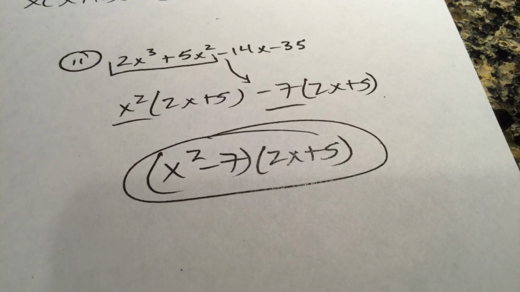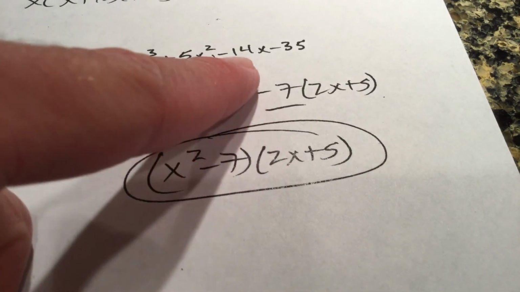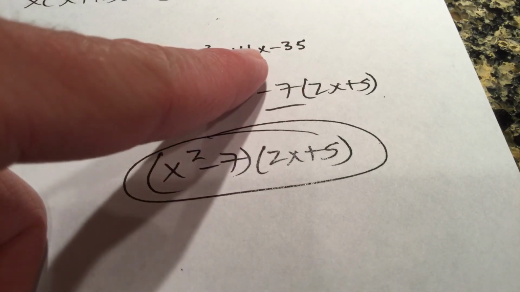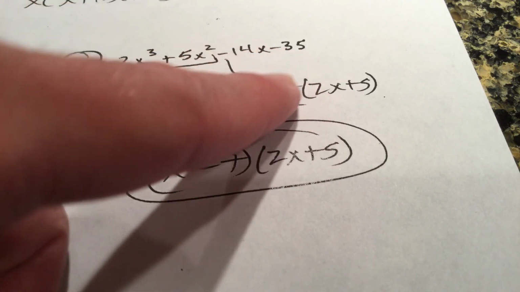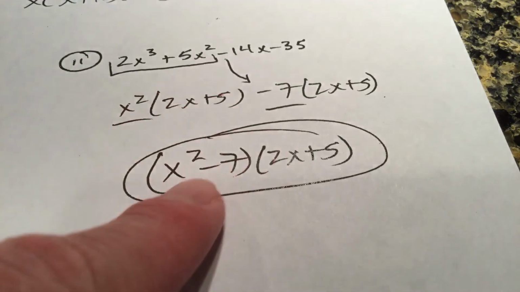And then number 11. The first two terms have an x squared in common. Leaving you with 2x plus 5. You need to bring down the minus. Dividing both those terms by negative 7. That's how we're left with 2x. Negative divided by negative is a positive. 2x plus 5 goes in one. X squared minus 7 is in the other.